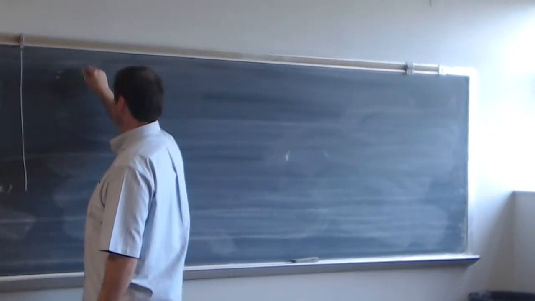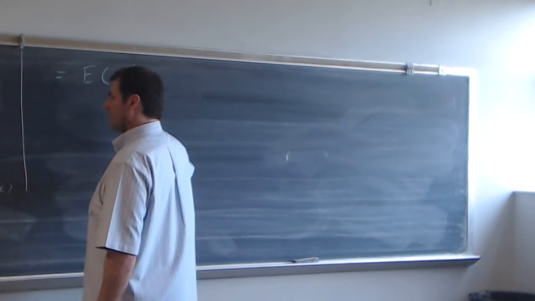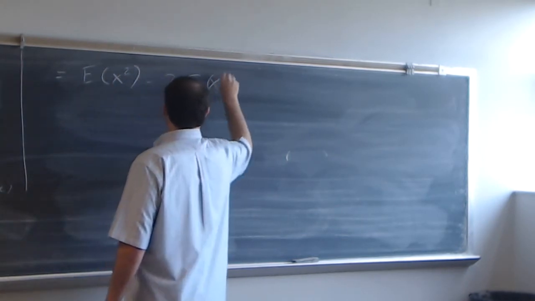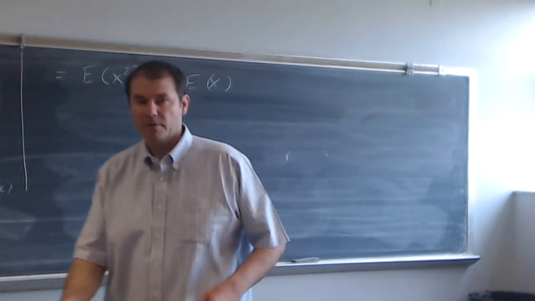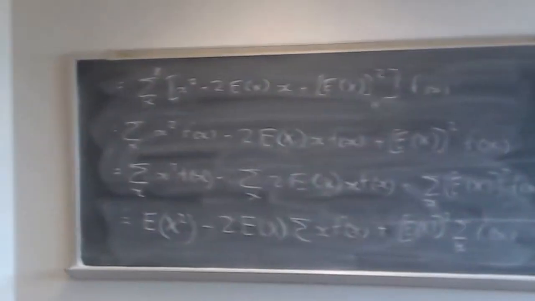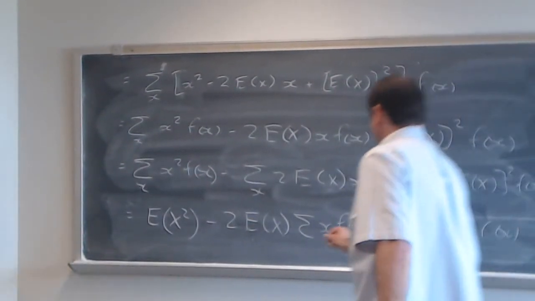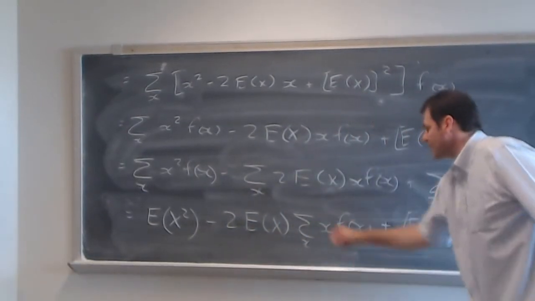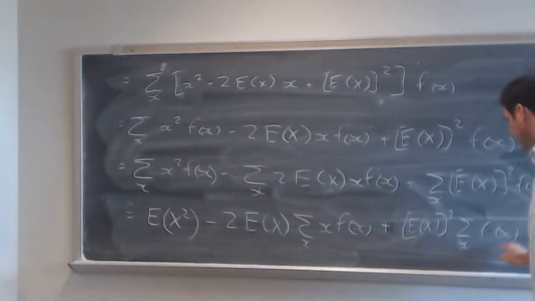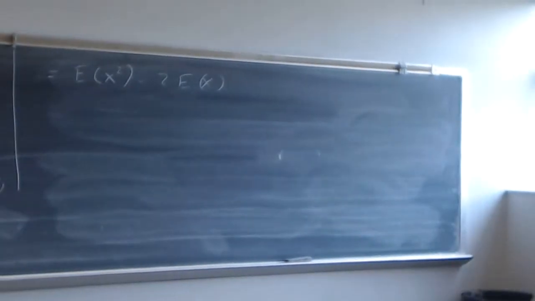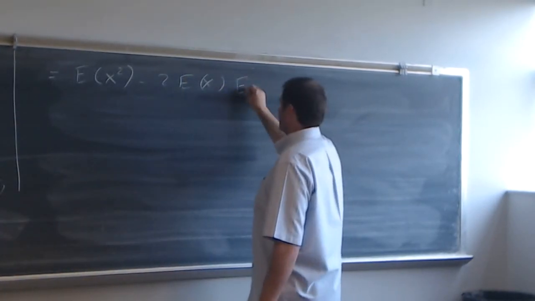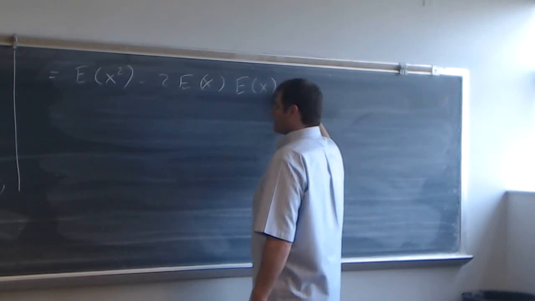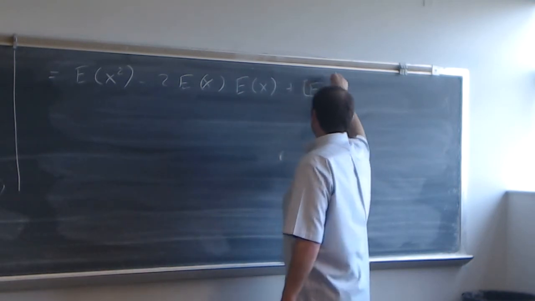This is equal to the expected value of x squared minus 2 times the expected value of x, and then that sum over all x values. I didn't write that down before, so I'm looking right here. The sum over all x values of x f of x is nothing more than the expected value of x. Making that substitution, that's the expected value of x, and then plus the expected value of x, quantity squared.